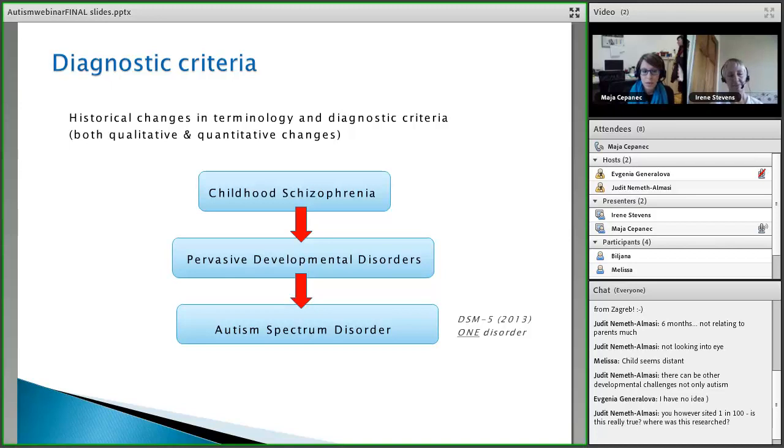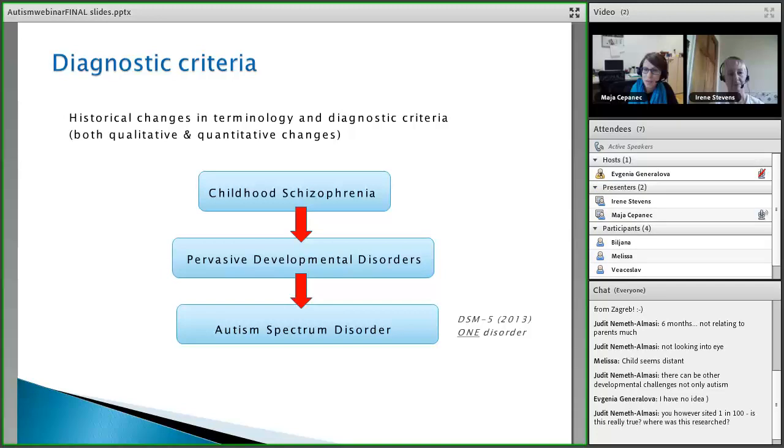There were some great historical changes in terminology and diagnostic criteria, both qualitative and quantitative changes. Like in the DSM-1, so the first diagnostic manual, it was called schizophrenic reactions, so it was more like childhood schizophrenia, and then it turned to the pervasive developmental disorders, like a range of disorders, and now in the last diagnostic manual that was published 3 years ago, it all became one disorder, so autism spectrum disorder. That does not mean that all children with this disorder are the same, so it is quite a range of behavior. But why did it happen? Because it turns out that clinicians could not distinguish between subtypes of autism in a good way.